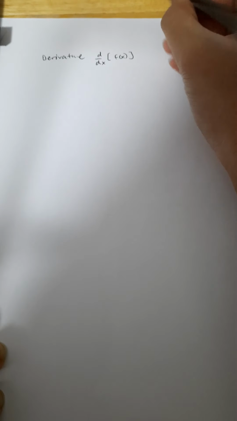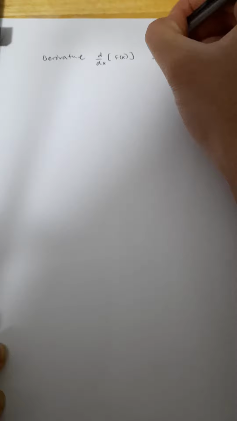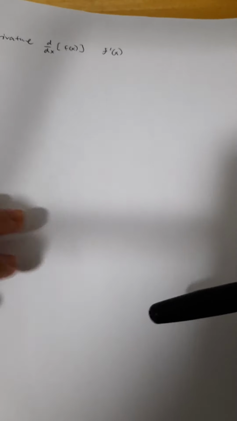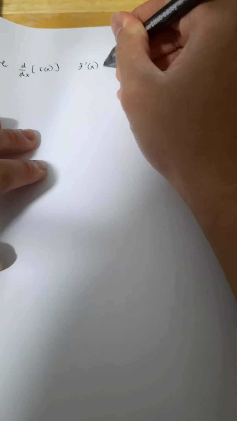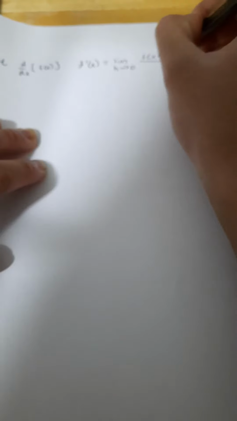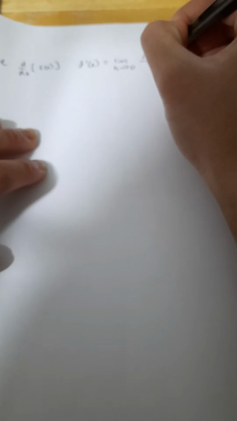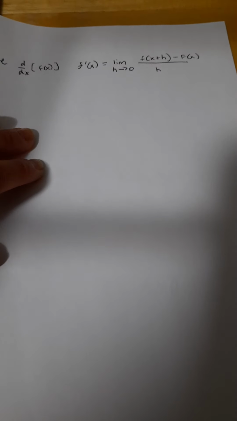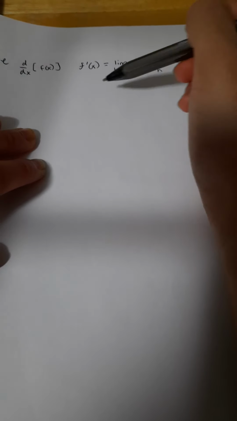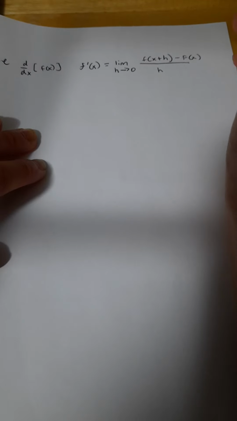So, definition by limit. Another way to write the derivative is f prime of x. Let me move my paper over so you can see. f prime of x is equal to the limit as h approaches 0 of f(x plus h) minus f(x) over h, and that's the definition of a derivative as a limit.